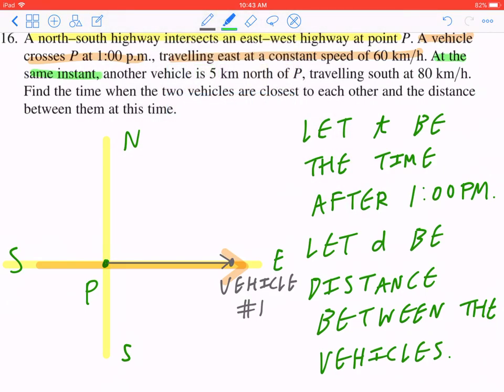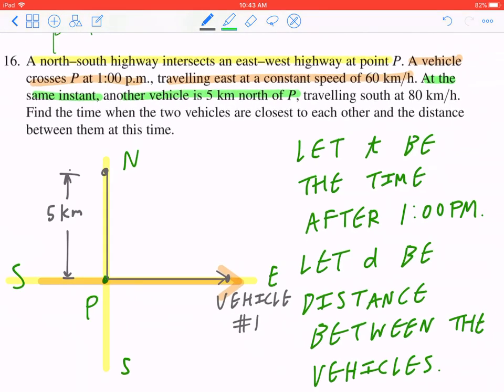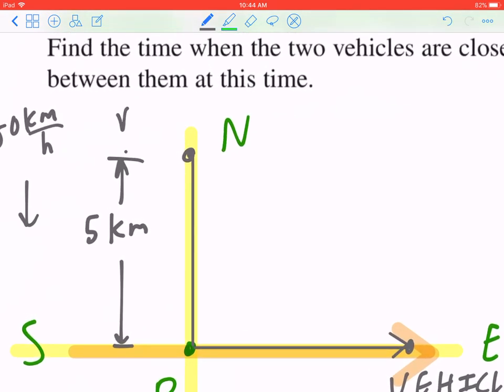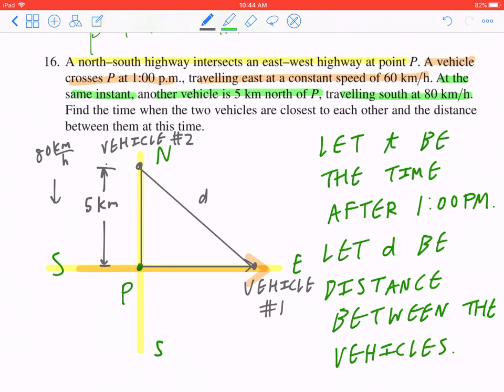At the same instant, another vehicle is 5 kilometers north of P. So 5 kilometers could be roughly somewhere here. This distance is 5 kilometers. And the vehicle is traveling south at 80 kilometers per hour. So 80 kilometers per hour is the speed. And again, this is vehicle number 2. So when you connect this, that's going to be the distance, which we already defined in the let statement, the distance between the two vehicles.